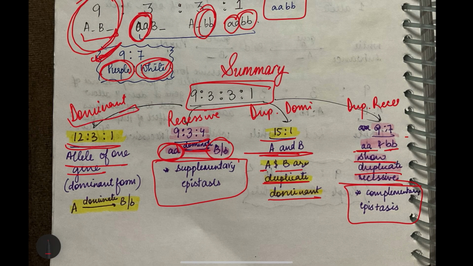Dominant shows the dominance of one of the genes over the other. Recessive shows that the recessive form of one gene masks the expression of the other. Duplicate dominant shows that dominance of one or both the genes will show the effect over the other, and duplicate recessive shows that the recessive form of one or the other shows the effect together.